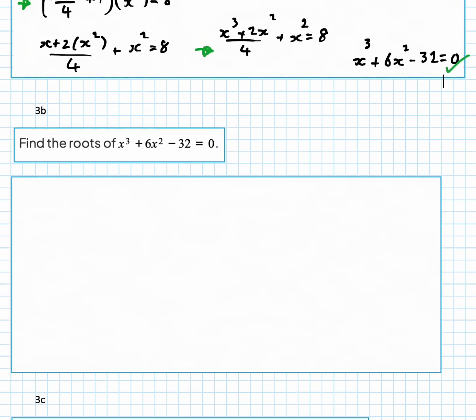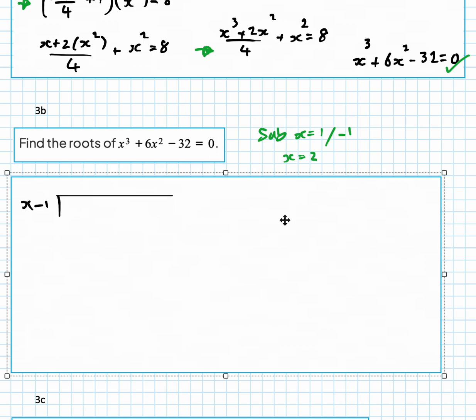Find the roots. So a little bit of trial and error actually with this kind of question when you're finding roots for cubics. You want to get the answer to be 0. So you generally just test it with 1, minus 1. In this case, I just did it with 2. So 2 cubed plus 6 times 2 squared minus 32 equals 0, so x minus 2 is in fact a factor. The factor theorem there.